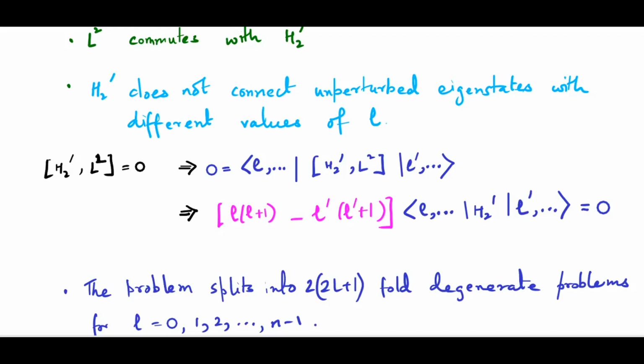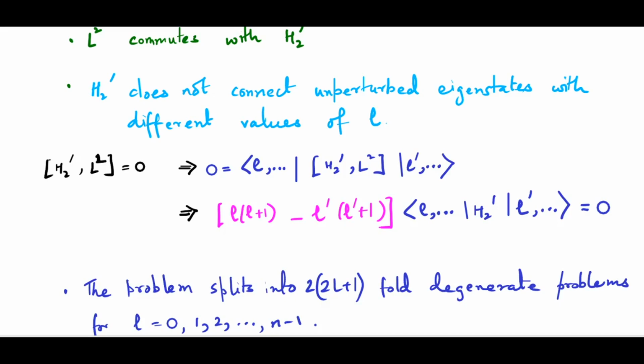A very important point to be considered here is that L square commutes with this extra Hamiltonian perturbation term H2 prime. And this immediately leads to the fact that H2 prime does not connect unperturbed eigenstates with different values of l. Now what this means is that the matrix element of H2 prime between our basis eigenstates with different values of l would actually vanish.